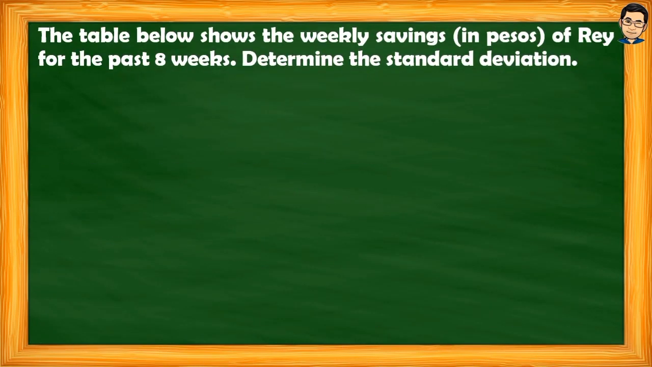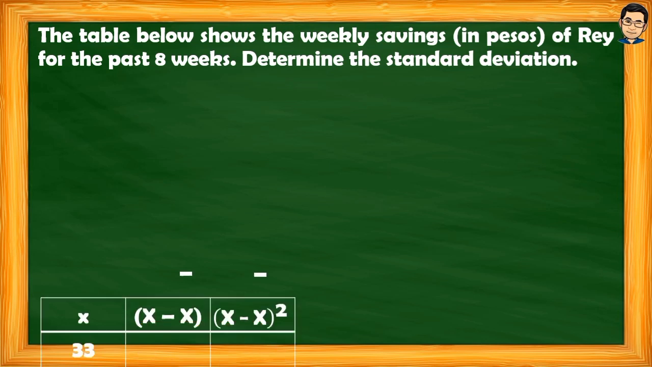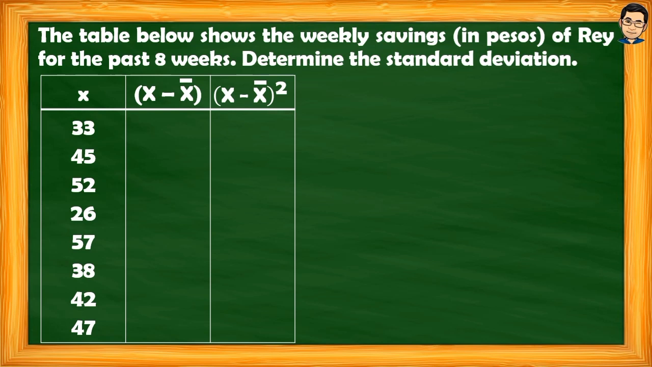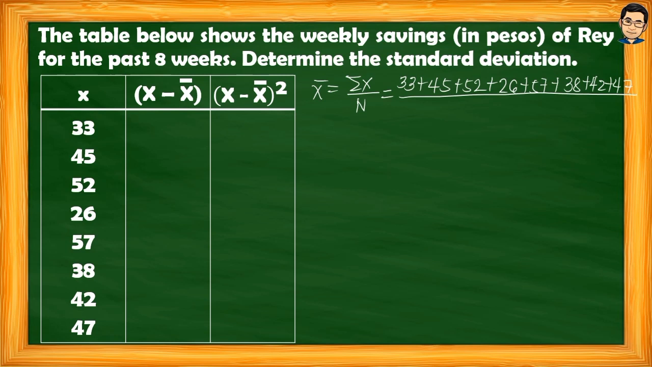So let us have an example. The table below shows the weekly savings in pesos of Ray for the past 8 weeks. Determine the standard deviation. So first, calculate the mean. Summation of x over n. So, 33 plus 45 plus 52 plus 26 plus 57 plus 38 plus 42 plus 47. And then, divide natin yan sa 8.